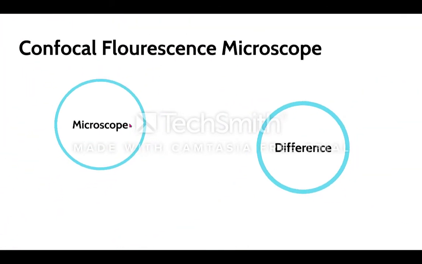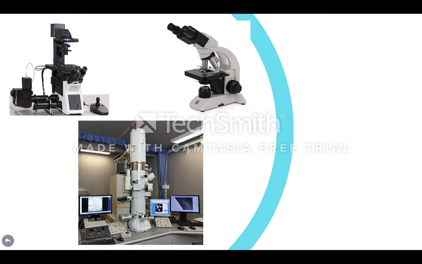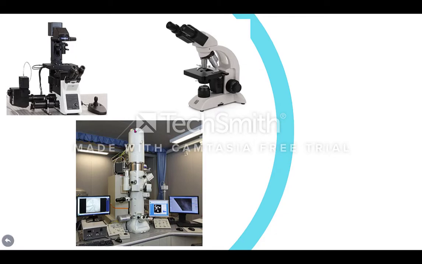If we move over to the images of other microscopes once again, we can see that the electron microscope has no similar parts to the other two. Just by looking at it, we know that the most powerful microscope would be the electron, but it still doesn't level with the confocal fluorescence microscope.